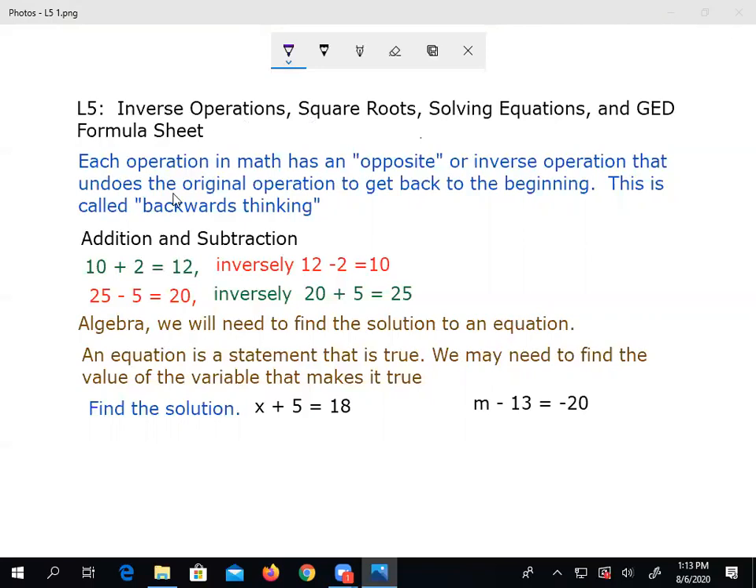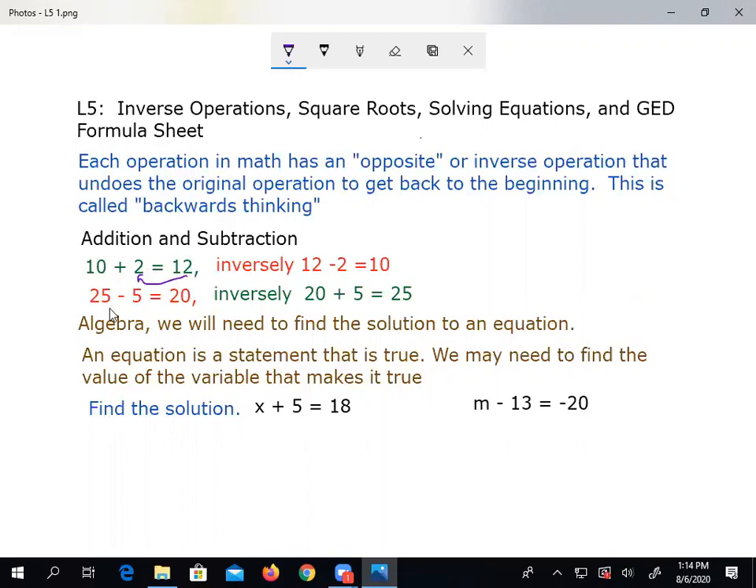Let's look at it in an addition statement. We have 10 plus 2 is equal to 12. If I go in the other direction, we call this backwards thinking. Everything goes backwards, so we use the word inversely. If I start with 12 and go backwards, the addition problem turns into a subtraction problem. So instead of 10 plus 2 is equal to 12, we can also say inversely, 12 minus 2 will take me back to the beginning, which is the 10. So 12 minus 2 is equal to 10 is also a true statement. For every addition statement, there's also going to be a subtraction statement.